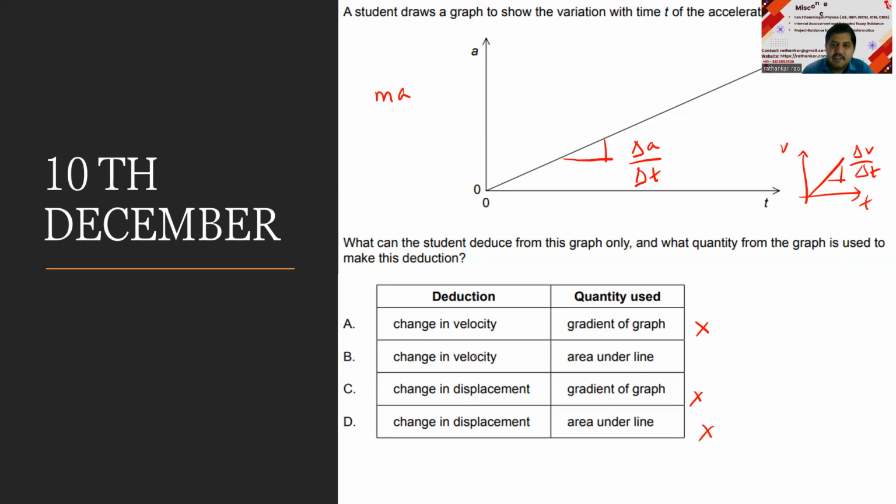You can only find out the change in velocity. Thus, the area under the a-t graph gives you what? The change in velocity.